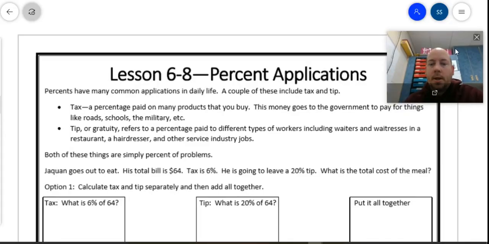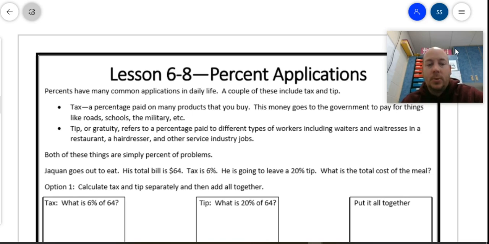All right, we're going to be looking at some application of percents here, mainly things like tax, tip. We'll talk about something called commission, so things that might occur in your daily life. Okay, so tax is simply just a percentage paid on many products you buy. You go to the store, you buy something, pay tax on it. Money goes to the government to pay for things like roads, schools, military, etc.